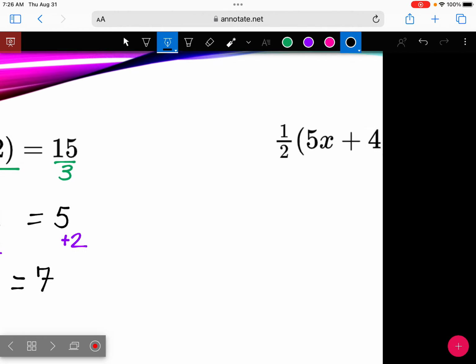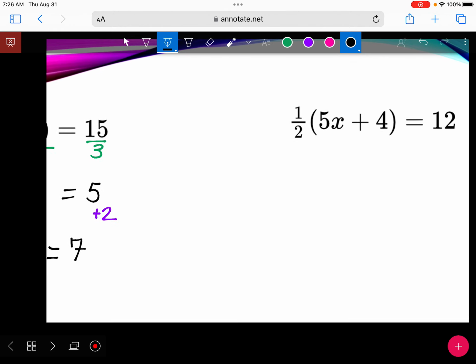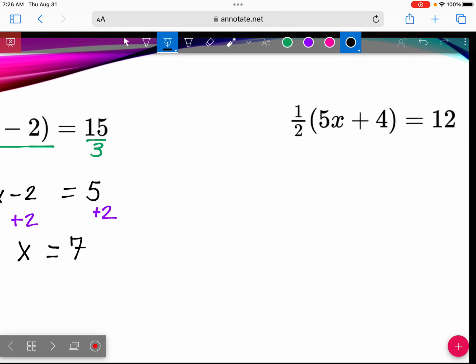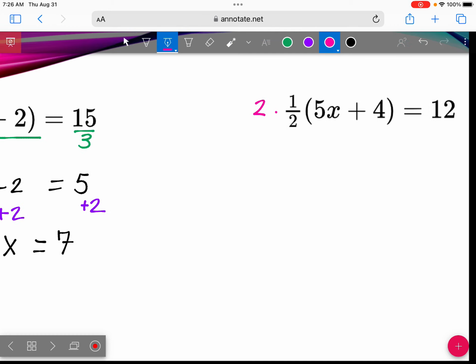Okay, gets a little more complicated on this one. And we have 1/2 times 5x plus 4 equals 12. So again, look at our side that has our x and start by the outsidiest thing. Multiply by 2. We multiply by whatever's in that denominator. And whatever I do to one side, I have to do to the other.